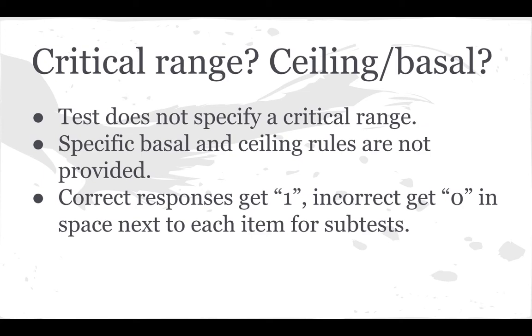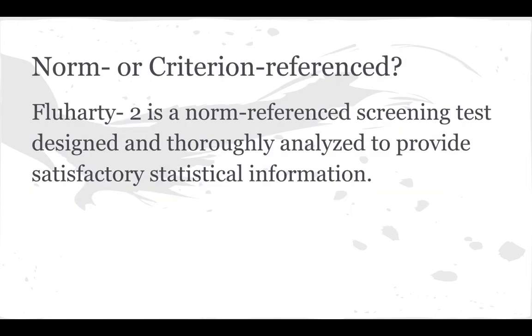Correct responses get a 1 and incorrect responses get a 0 in the space next to each item for a subtest. Is this test norm or criterion reference? The Fluharty 2 is a norm reference screening test designed and thoroughly analyzed to provide satisfactory statistical information.